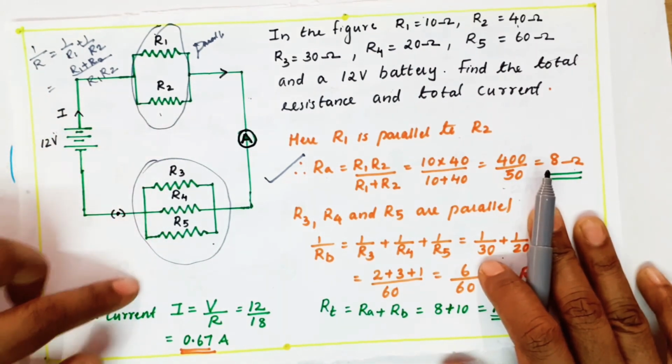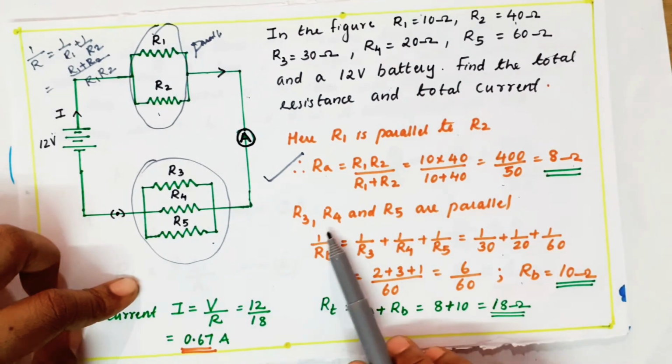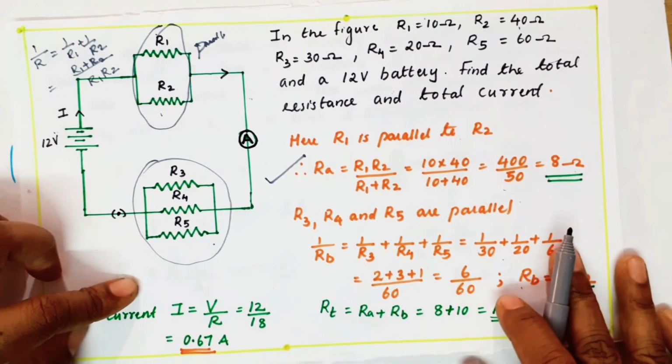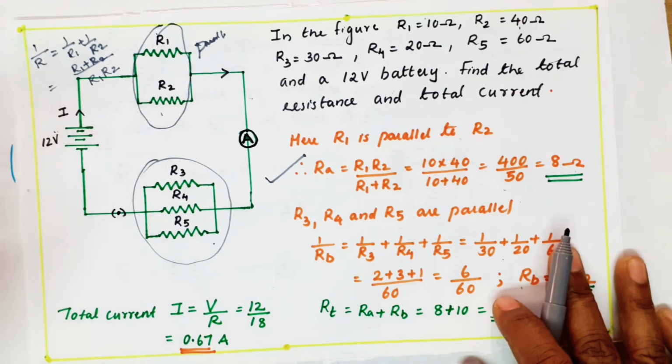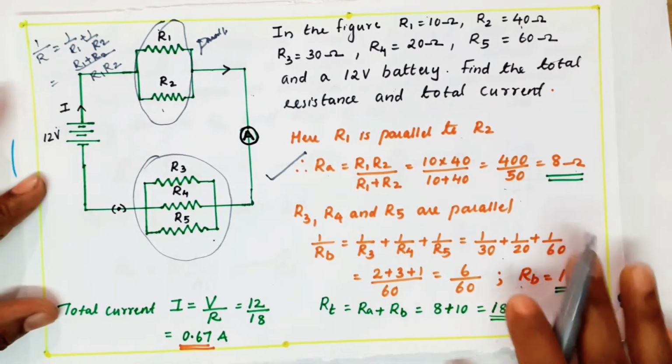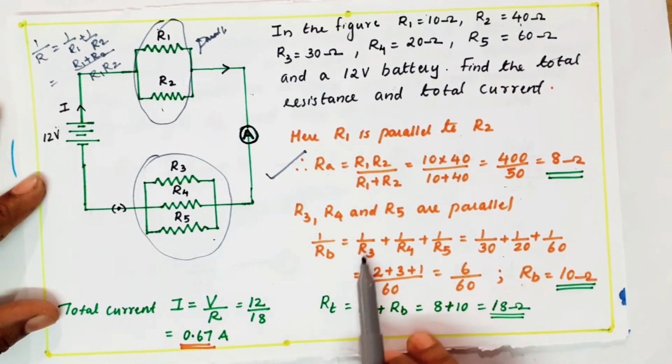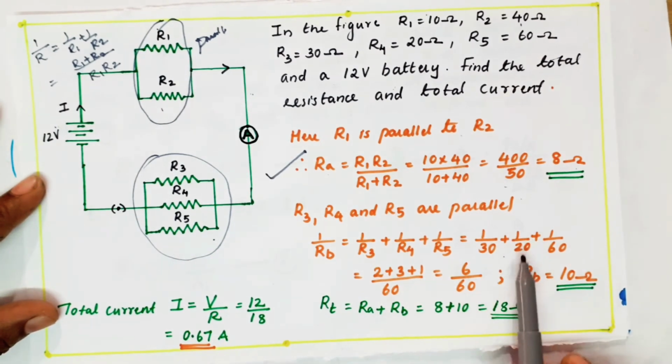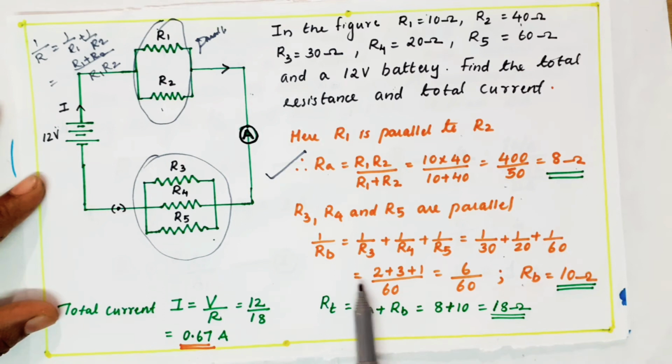If you take the three resistors, R3, R4, R5, there are not two resistors, there are three. So I am using our standard formula. 1 by RB is 1 by R3 plus 1 by R4 plus 1 by R5. 1 by 30 plus 1 by 20 plus 1 by 60. 60 is the LCM. 2 plus 3 plus 1. So it is 6 by 60. RB is equal to 10 ohm.